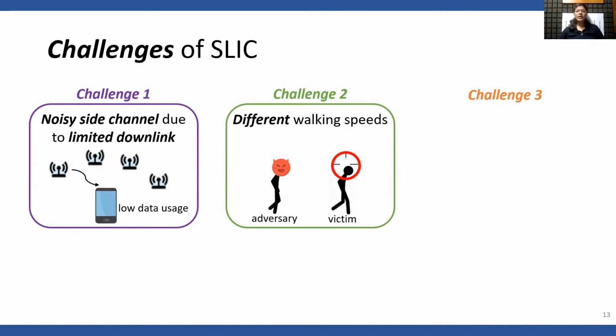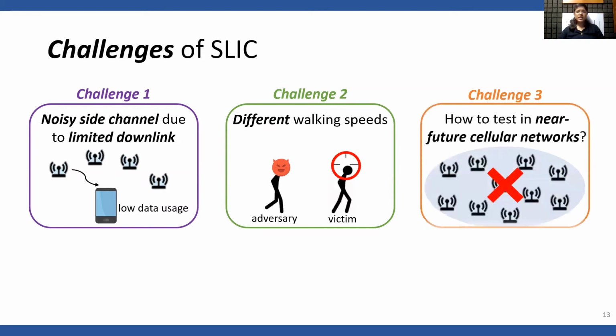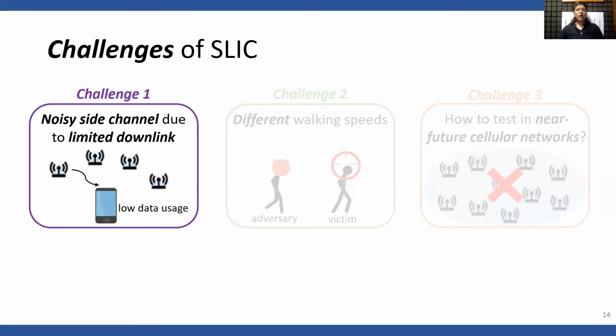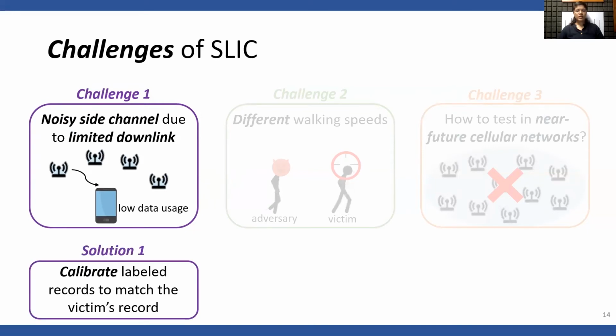The third and final challenge is related to the evaluation of SLIC. The existing LTE network typically supports only 3 or 4 CA. While this is sufficient for SLIC to work, the attack effectiveness of SLIC will improve further in the near future cellular network, which will have more CAs. So the third challenge is, how do we test SLIC in such a near future cellular network, which does not yet exist?